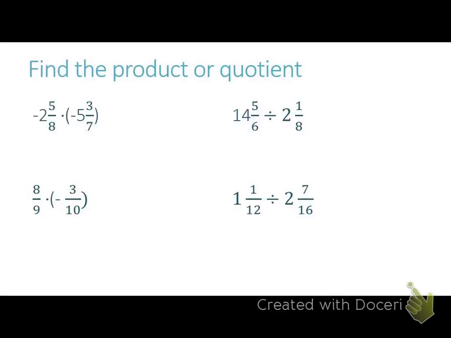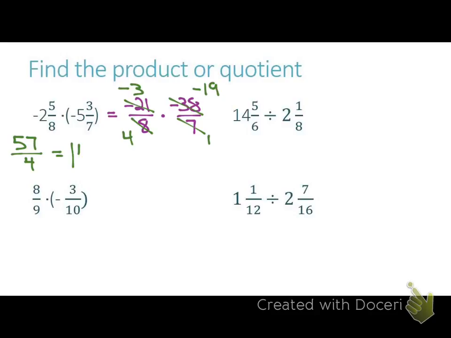Okay, so we changed to improper. We cross reduce. Should get 14 1/4. All right, check through it. We cross reduce. Negative 3 times negative 19 is positive 57/4. Change to mixed number. Who got it right? Okay, good.